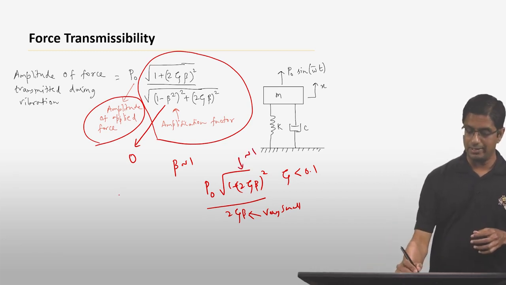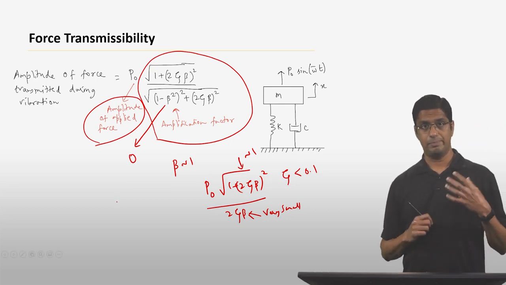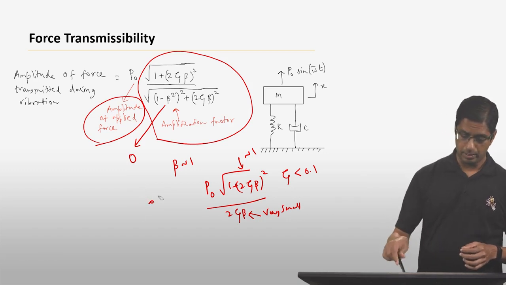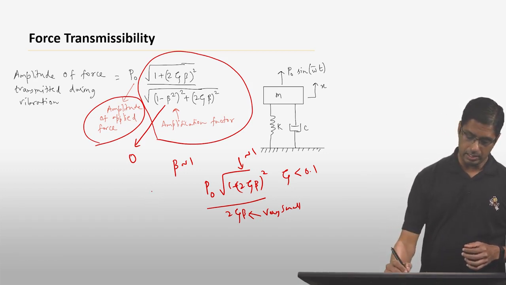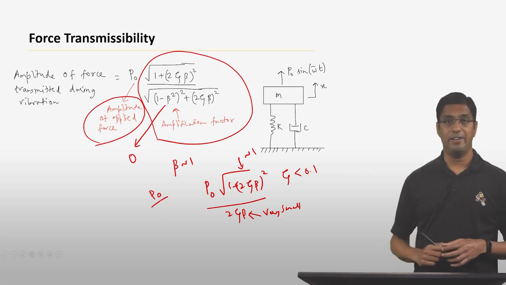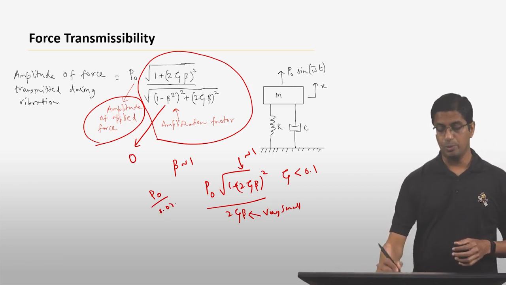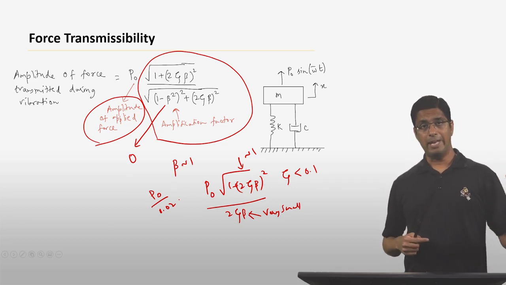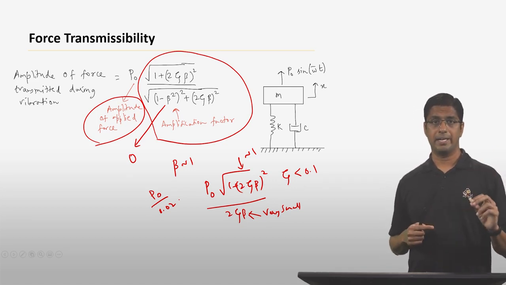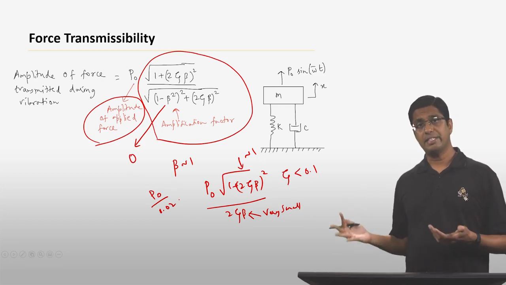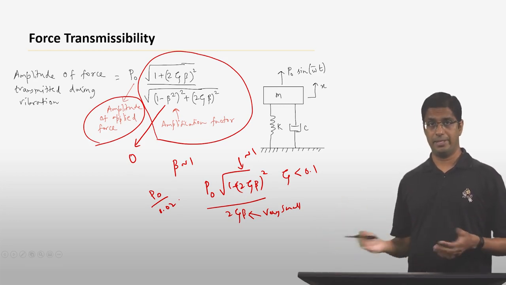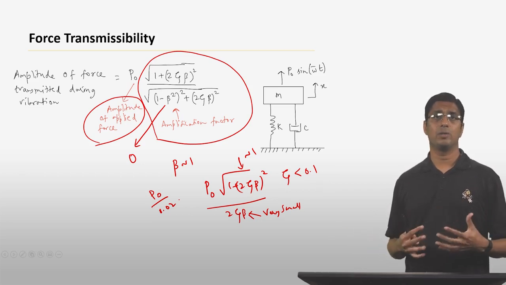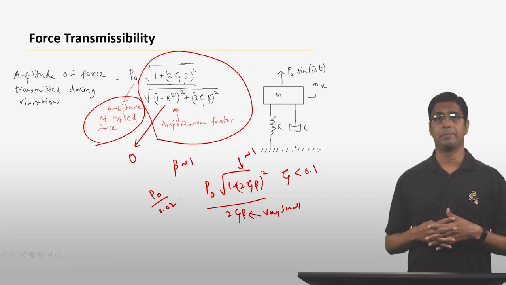So the dynamic force being felt by the base is going to be P naught divided by a factor of say 0.02 or something like that, something very, very small. So effectively, even though the amplitude of the force that is applied is only P naught, the actual force felt by the foundation or the base could be 50 times larger. That is the reason why we need to worry about force transmissibility.